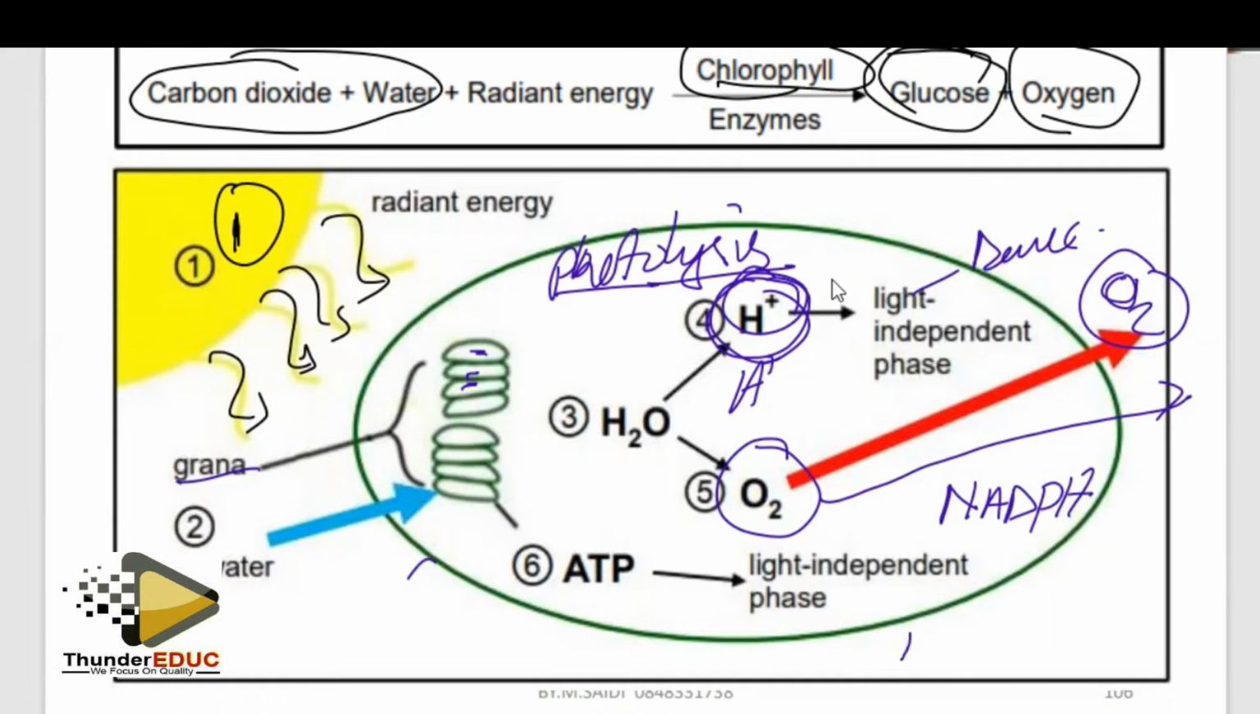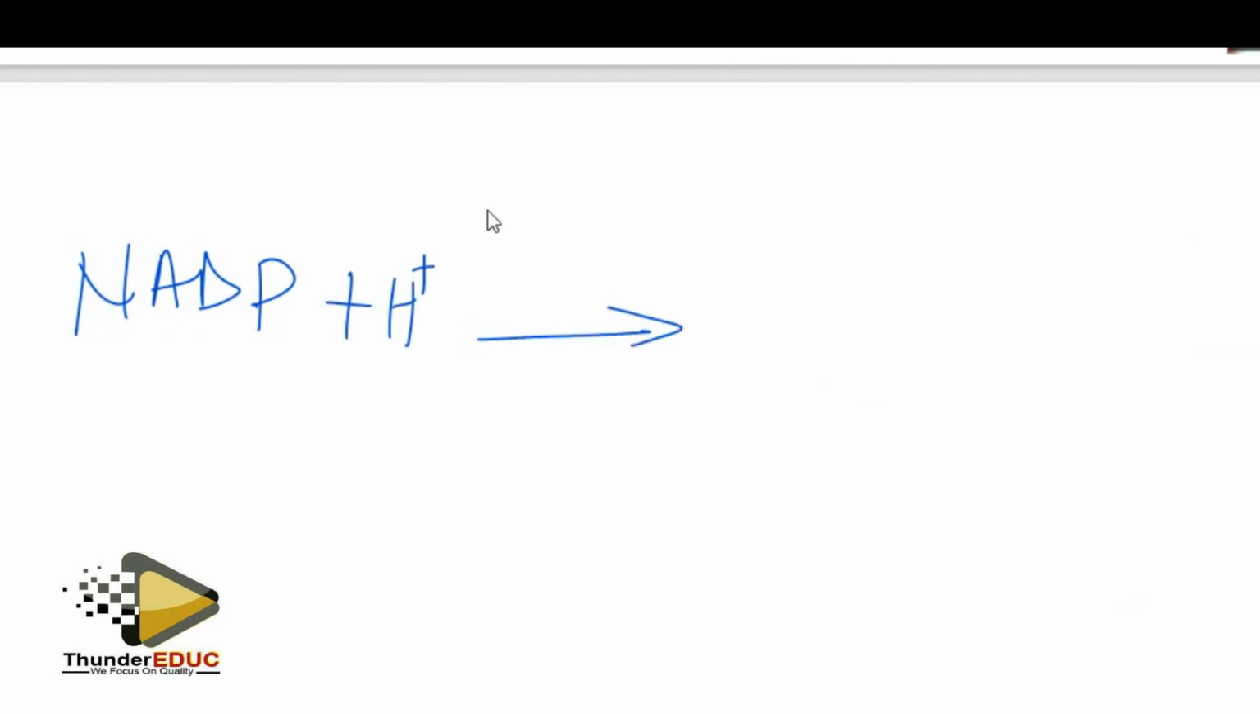So what happens is NADP, nicotinamide adenine dinucleotide phosphate, plus the hydrogen ion which is formed, and then you form NADPH.